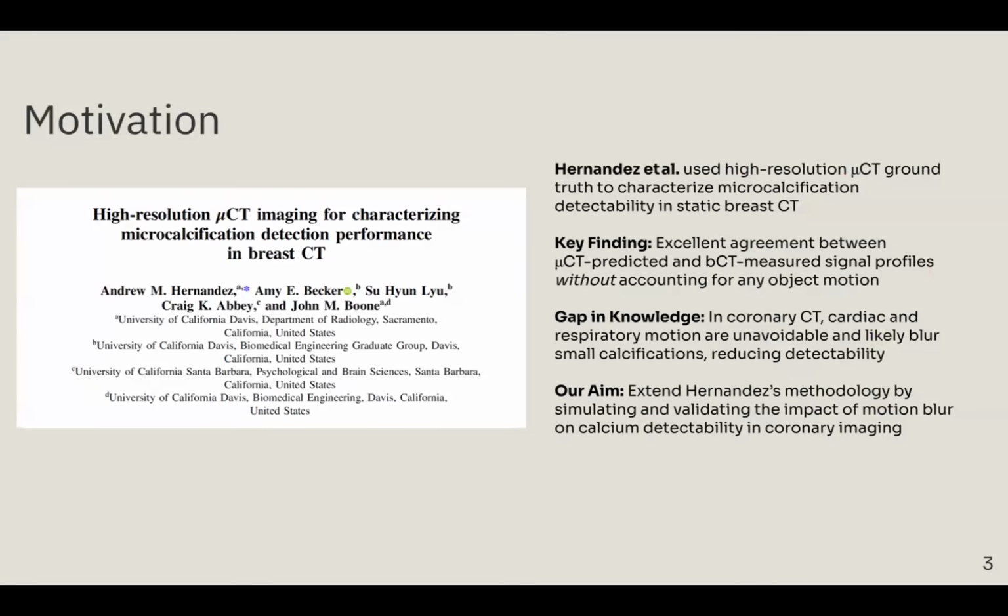The motivation for the project that we plan to propose today came from this paper. This group looked at high resolution micro CT imaging for characterizing microcalcification detection in breast CT. However, when you compare it to coronary CT, cardiac and respiratory motion are unavoidable and they likely blur small calcifications, and this reduces the detectability. And so our aim is to extend this group's methodology by simulating and validating the impact of motion blur on calcium detectability in coronary imaging. This group just looked at stationary breast CT microcalcification, and we plan to look now at combining motion in coronary.